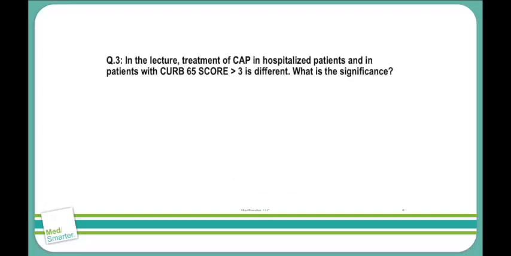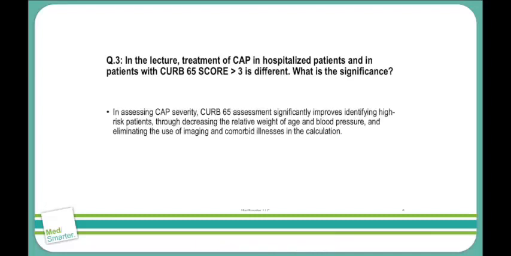In the lecture, treatment of CAP in hospitalized patients and in patients with CURB-65 score more than 3 is different. What's the significance? The reason we use CURB-65 is because it's going to identify high-risk patients, decreasing the relative weight of age and blood pressure, and eliminating the use of imaging and comorbid illnesses in calculation. So that's why we are going to use it, and based on that, we treat the patient. So it's a very good tool to use.